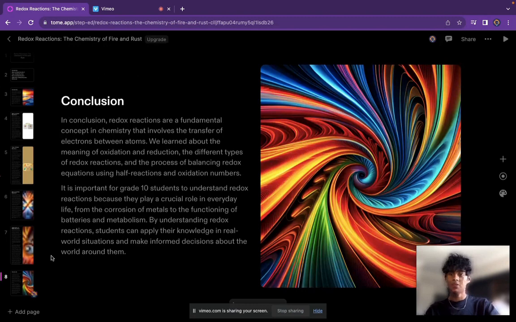In conclusion, redox reactions are a fundamental concept in chemistry that involves the transfer of electrons between atoms. We learned about the meaning of oxidation and reduction, the different types of redox reactions, and the process of balancing redox equations using half reactions and oxidation numbers. It is important for grade 10 students to understand redox reactions because they play a crucial role in everyday life, from the corrosion of metals to the functioning of batteries and metabolism. By understanding redox reactions, students can apply their knowledge in real-world situations and make informed decisions about the world around them.